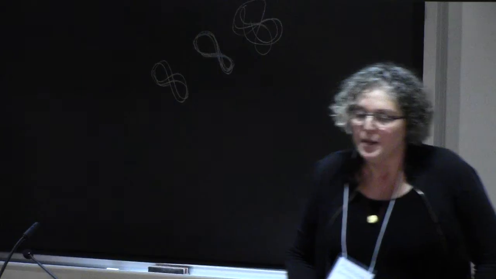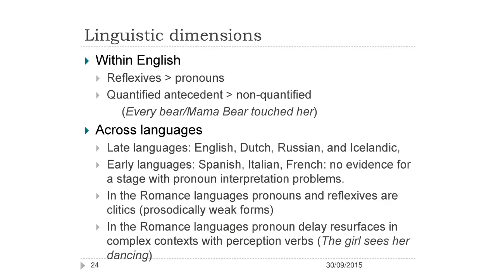Interestingly, if you change the antecedent from Mama Bear to every bear, the performance increases. And that's in itself another structural puzzle in the field. But interestingly, across languages, there's great variation. Speakers of Romance languages like French and Spanish, la fille se lave, la lave, babies do very well at 3.